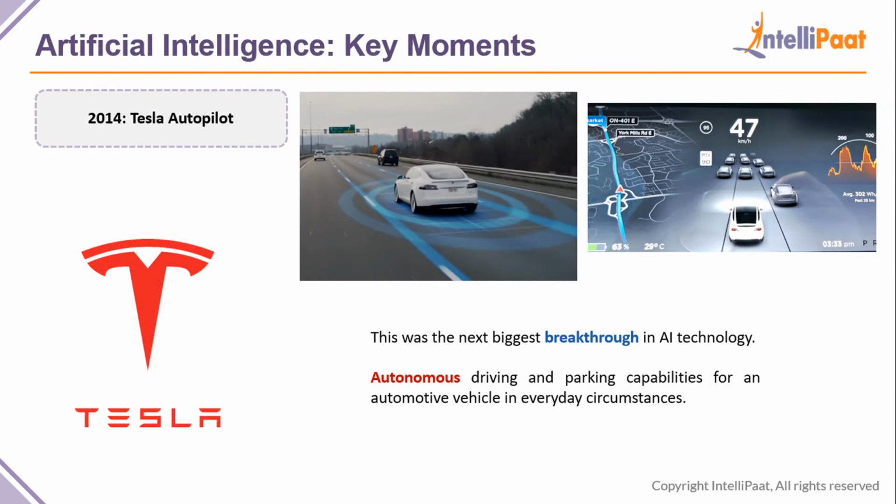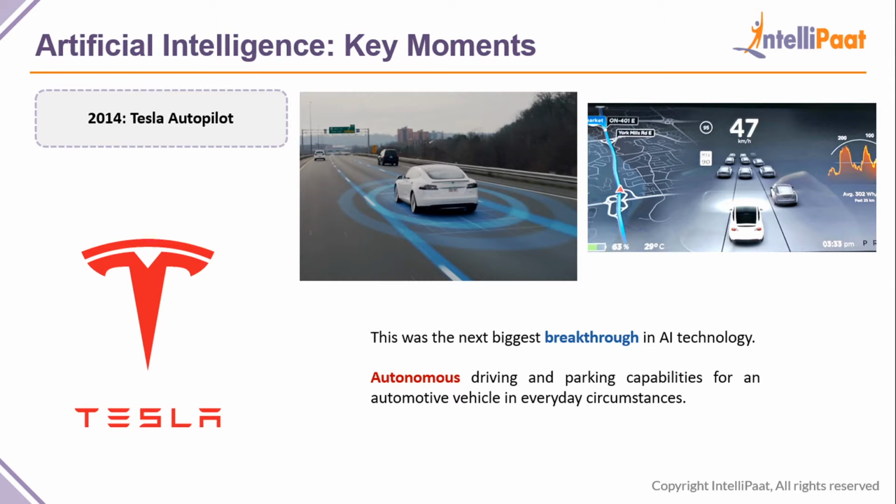Then fast forward to 2014, Tesla came up with their Autopilot technology, which is fantastic because this was one of the biggest breakthroughs we have seen in artificial intelligence technology. Everything from autonomous driving to autonomous parking capabilities. You can sit in a Tesla car, not touch the handle, not touch the pedals, not touch the steering wheel, not touch any buttons, and you can go from one destination to the other where your car is driving you the entire way.